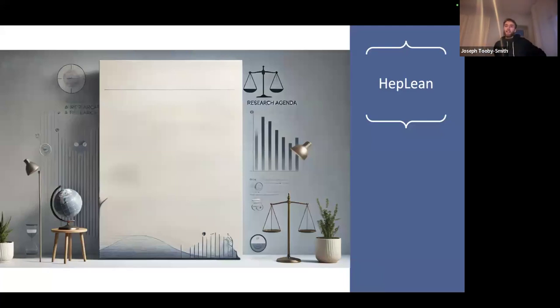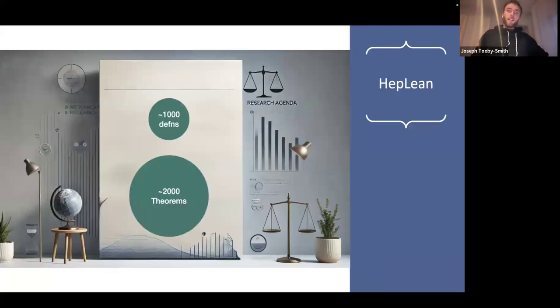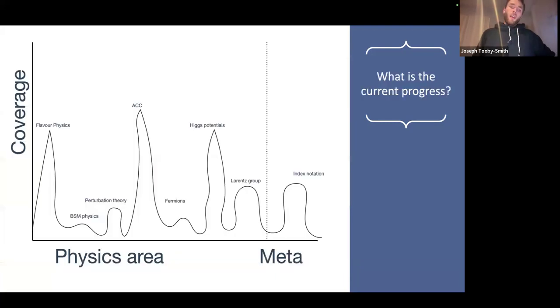So let me give you some stats. HepLean contains about 1,000 definitions and about 2,000 theorems. So it is by no means the scale of Mathlib, which contains about 80,000 definitions and 160,000 theorems, but it's also not really a small project. It's got about 200 files in it. And these cover a range of different areas and a range of different topics in physics.